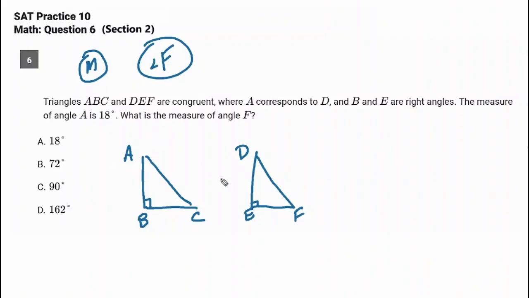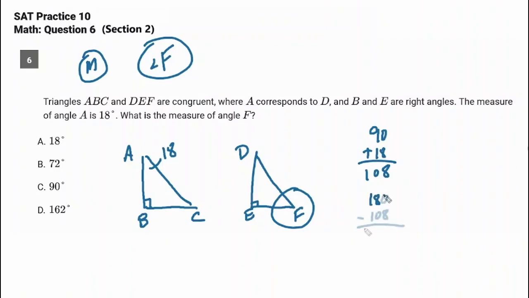Measure of angle A is 18. We're looking for this F right here. All right, if this is 90 and this is 18, 90 plus 18, what's that? It's 108. How many degrees in a triangle? 180. So 180 minus 108. Calculator math if you want. That's 72. 72 degrees right here.